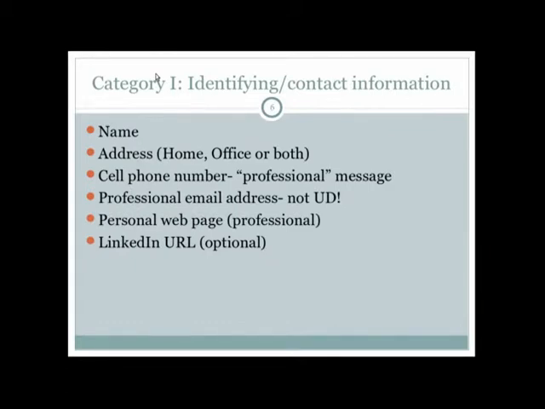Let's start with the first category. The first category is, as I mentioned before, the identifying or the contact information. And some of it is pretty obvious, but you want your name, and you want your name in a form that you're usually known as. For example, if you have a name that is very foreign sounding and you're worried about how that's going to be perceived, you might use your Americanized name in parentheses on the CV.